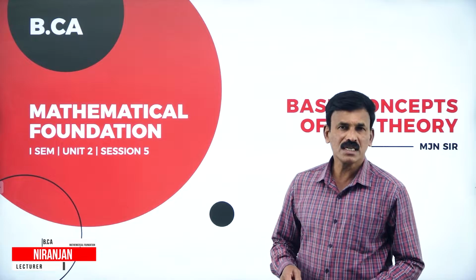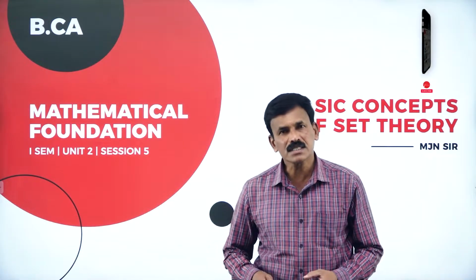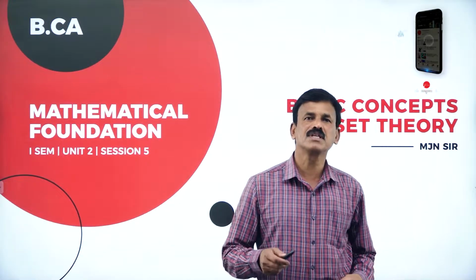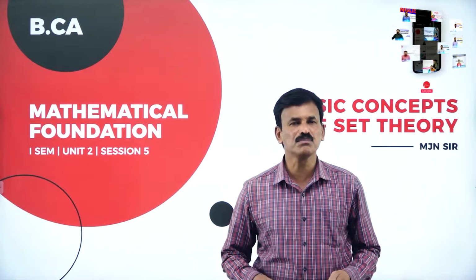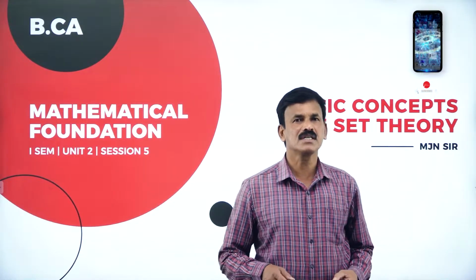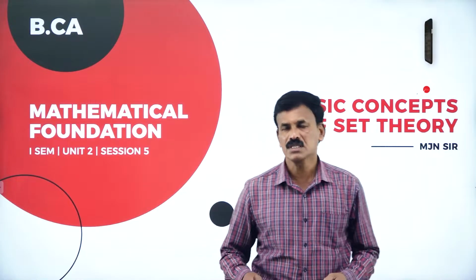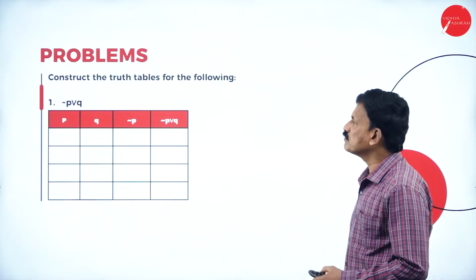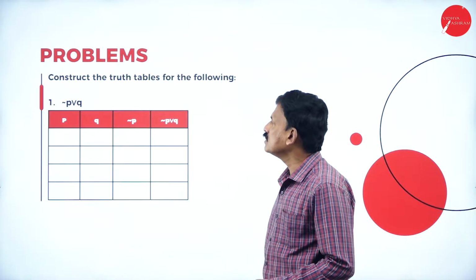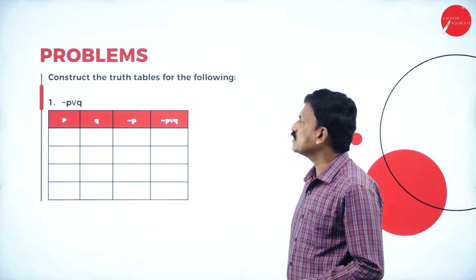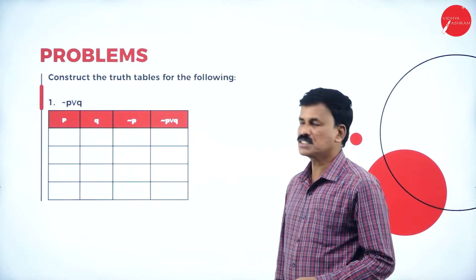So in my previous class, we discussed the construction of a truth table for a given compound proposition. Now in this session also, I am going to take a few more important problems regarding construction of truth tables. Let me start with the first problem: construct the truth table for the given proposition. What is the statement given? Negation of P, disjunction Q.